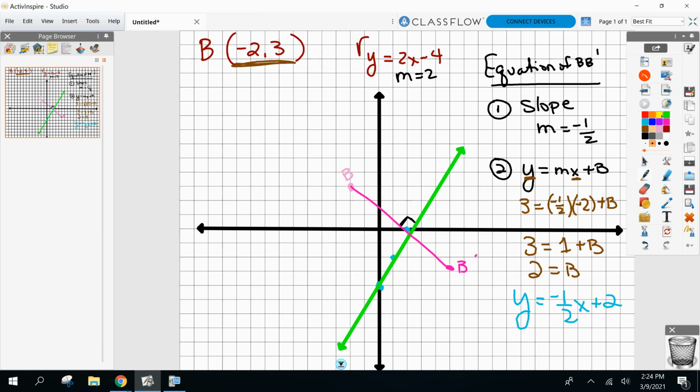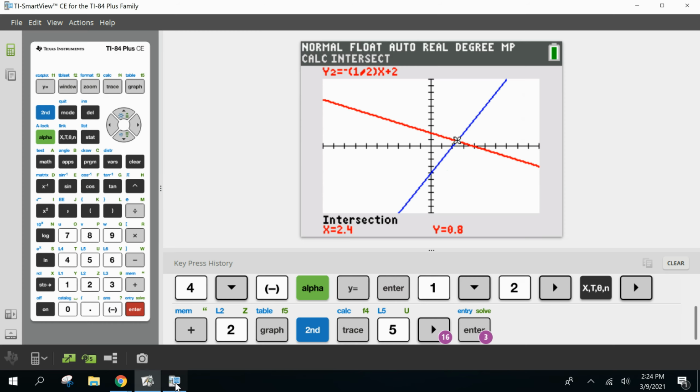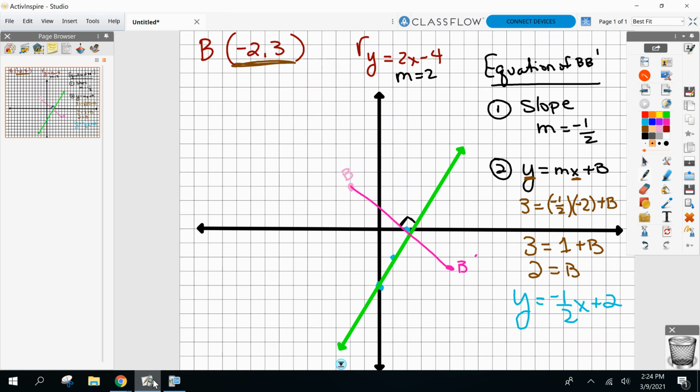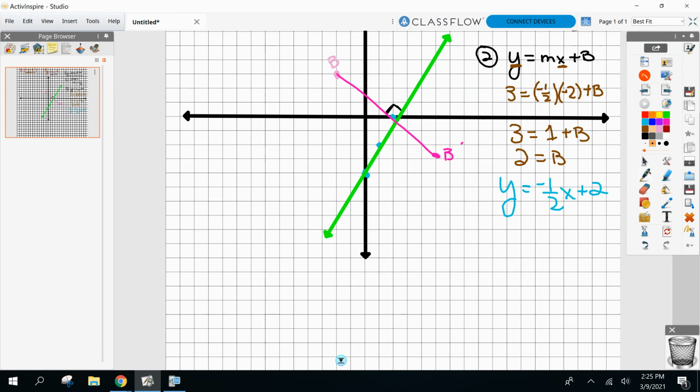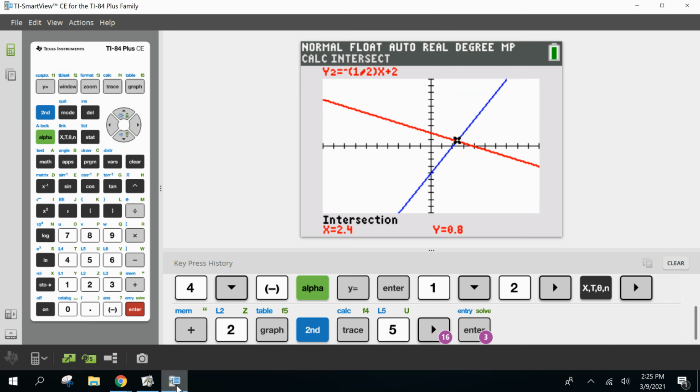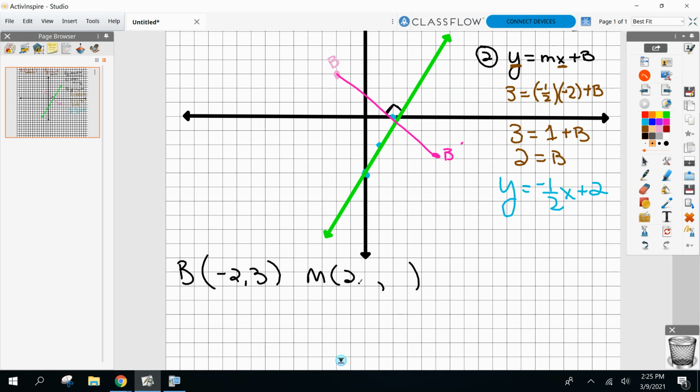And I've already corrected the kids who took it today. A lot of people just think that's our final answer. That's not B prime. Where the two lines intersect is not B prime. That is the midpoint of B prime. So what I'm going to do now is take point B, which was -2, 3. I'm going to take that midpoint, which is halfway in between, 2.4, 0.8, use it to find B prime now.